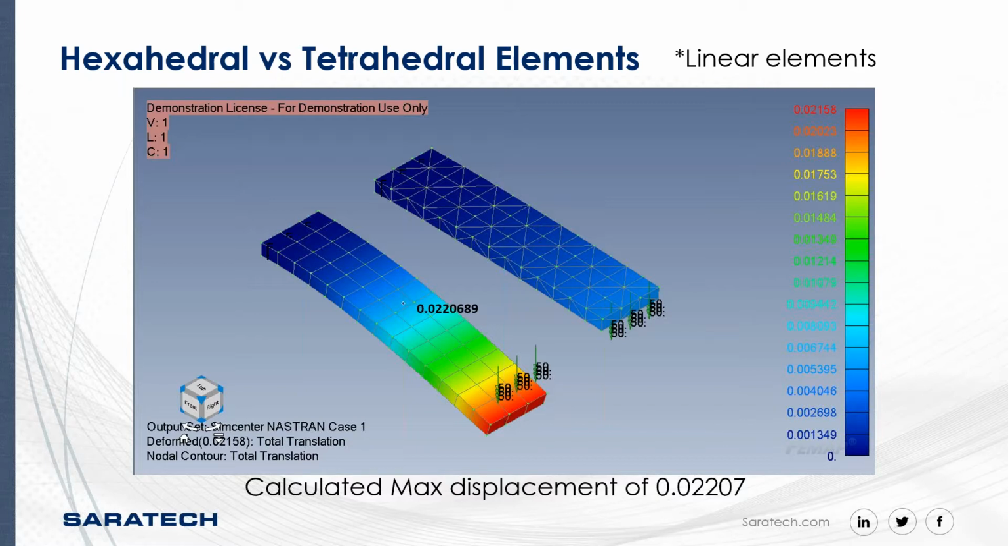So in this example here of two cantilever beams loaded in their weakest axis, we can see with just one element through the thickness, the hex elements can get us almost to our calculated max displacement, whereas the tetrahedral elements have not displaced as much. And in fact, for tetrahedral elements in a bending situation like this, you're going to need at least three elements through the thickness to get good results.